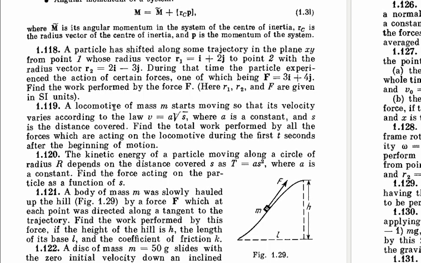The problem says that a locomotive of mass m starts moving so that its velocity varies according to the law v equals a times root over s, where a is a constant and s is the distance covered. Find the total work performed by all the forces which are acting on the locomotive during the first t seconds after the beginning of motion.